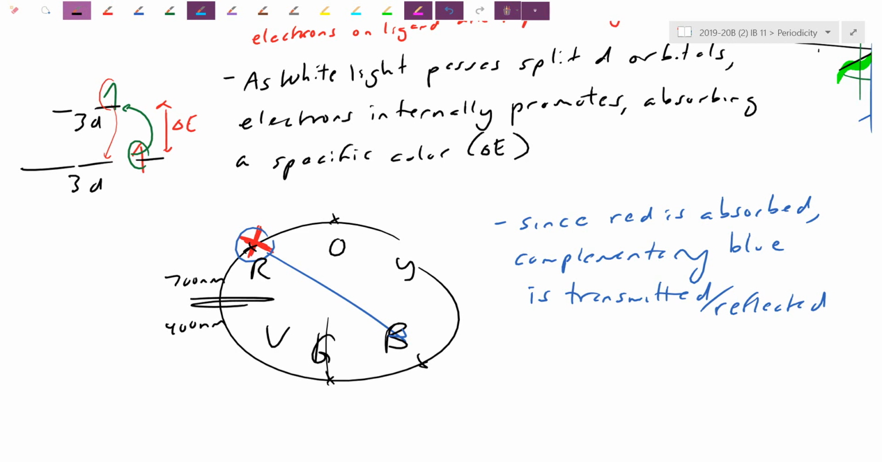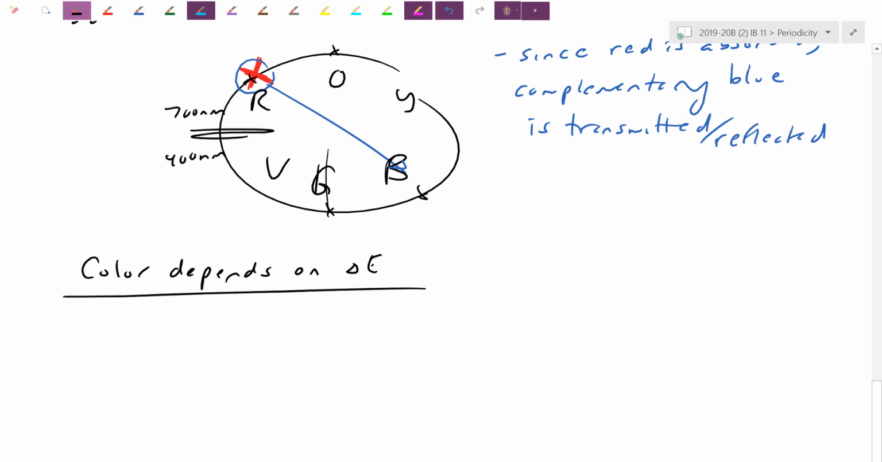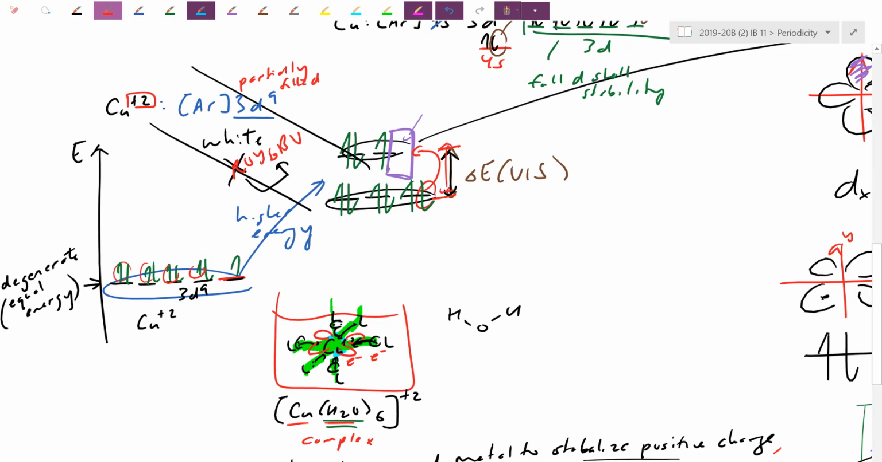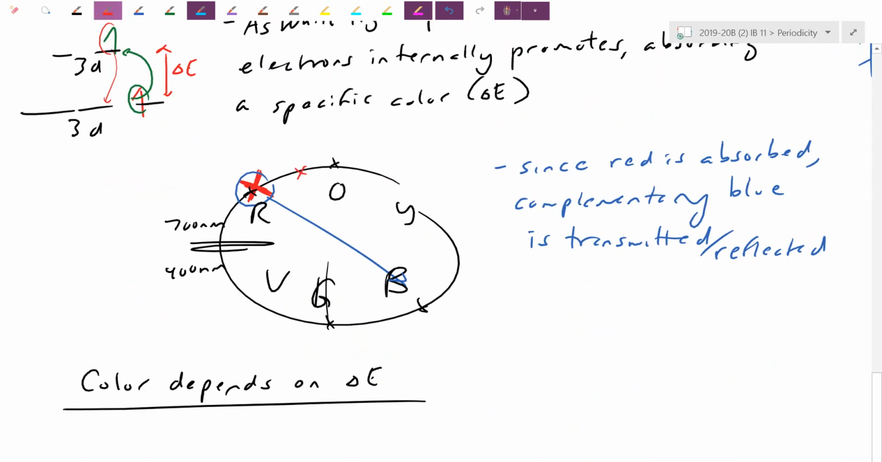Last couple notes here. We want to be able to distinguish here. They may not ask you what exact color it is, but they will ask you in general what the color depends on. In this case, based on our analysis, color is going to depend on delta E. Whatever you can do to change the size of this delta E, if you can change the size of how much is actually being split, that's going to change which color is actually absorbed, and that's going to change which color is my opposite.